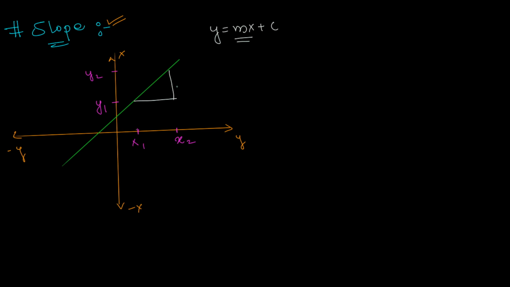So this right here is y2 minus y1, or otherwise known as delta y, and this right here is x2 minus x1, otherwise we can call it delta x. Delta is little change, it's change actually, right?